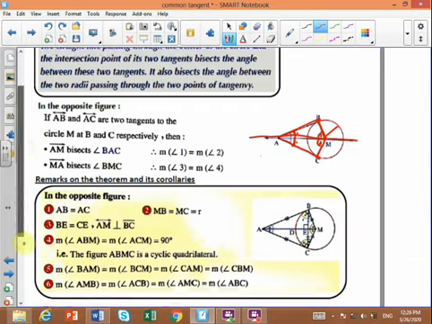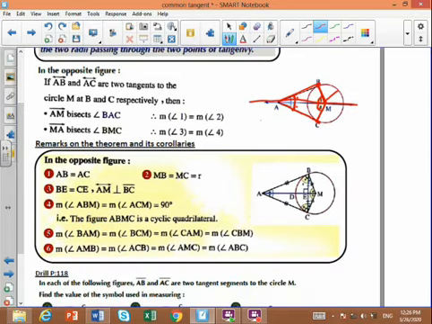These remarks are the summary of the theorems, what we have just said, and the corollaries, all of them in this diagram. First, AB equals AC because they are the 2 tangent segments. MB equals MC, 2 radii. BE equals EC and AM is perpendicular to BC because this is an axis of symmetry.